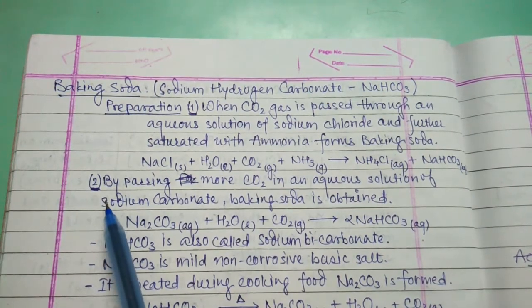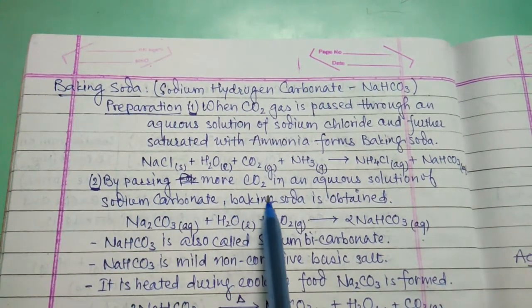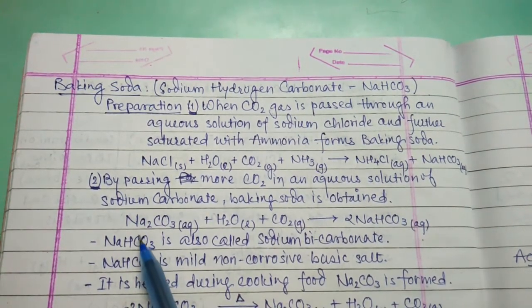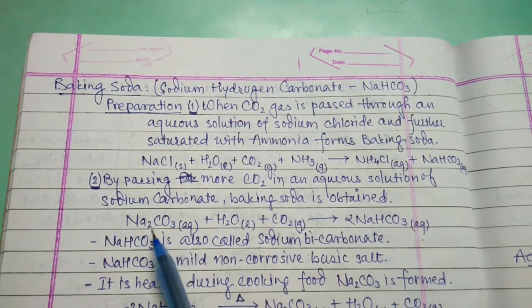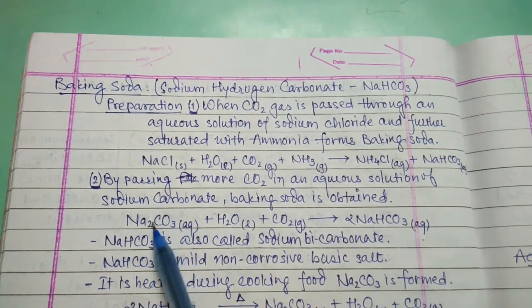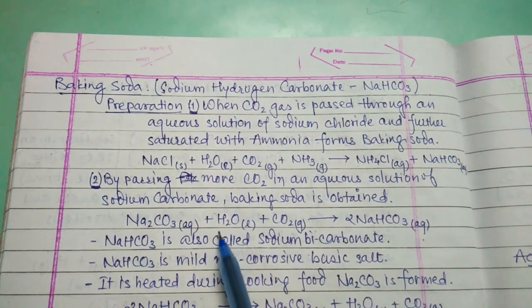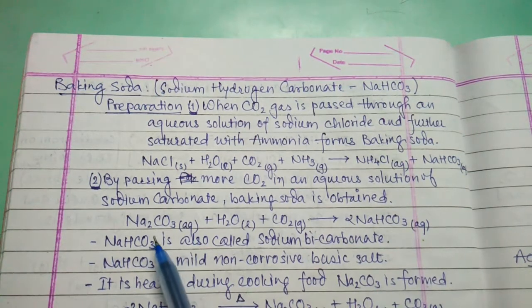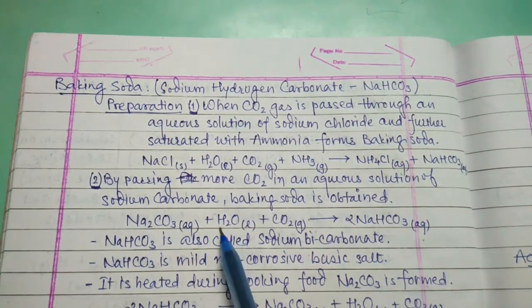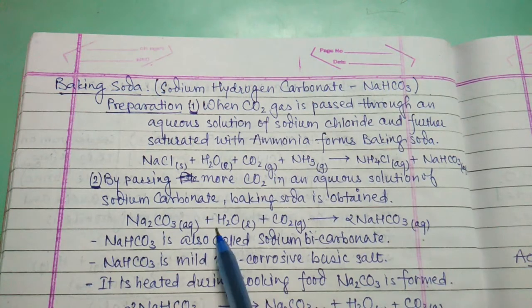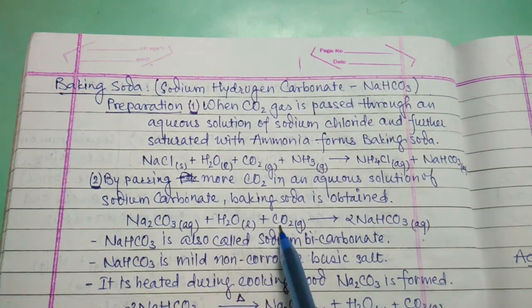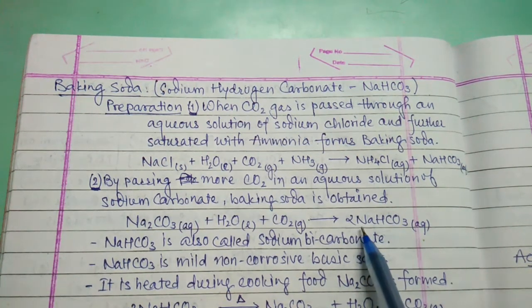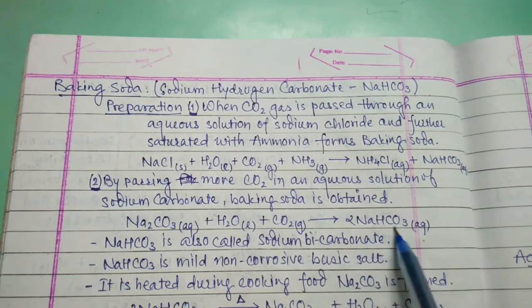The second preparation is by passing more carbon dioxide into an aqueous solution of sodium carbonate, washing soda. From the washing soda solution, Na2CO3 plus H2O, we obtain a white precipitate as carbon dioxide is passed. This white precipitate dissolves, and after drying it, we obtain sodium hydrogen carbonate.